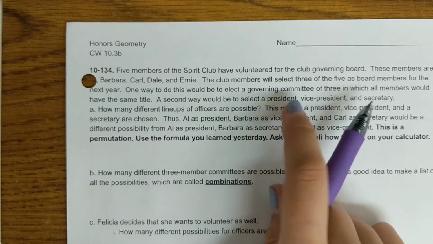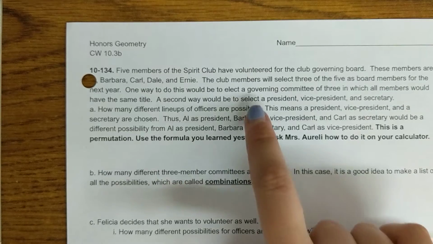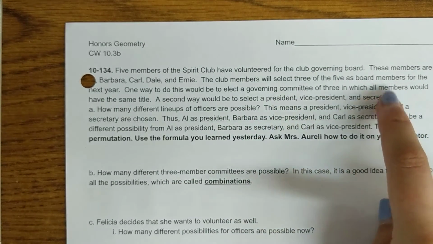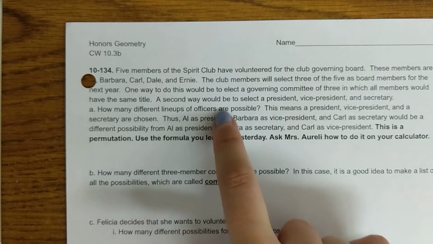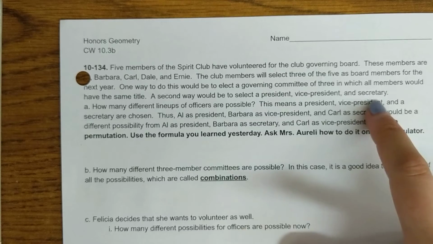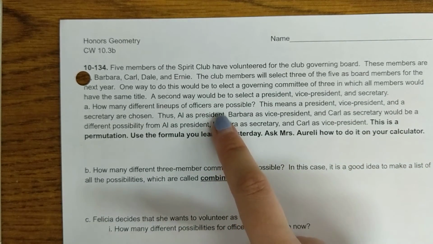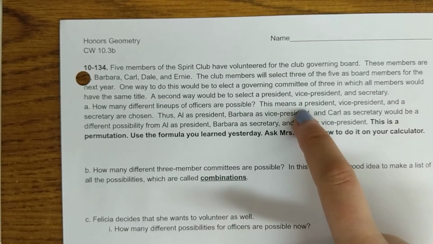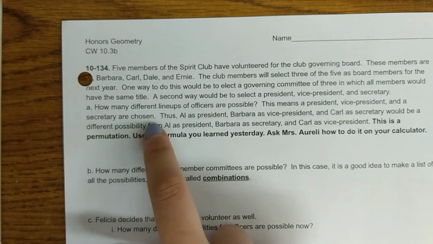Or you could elect a president, vice president, secretary. Very distinct difference here, okay? How many different lineups of officers are possible? So if we're going to go the president, VP, secretary route, how many different ways could those officers be chosen? This means a president, vice president, and secretary are chosen.